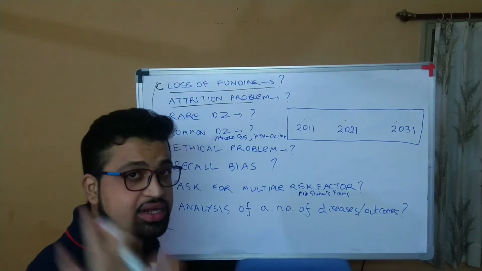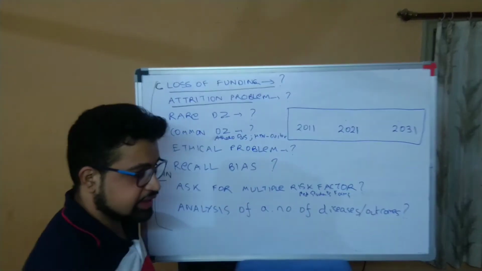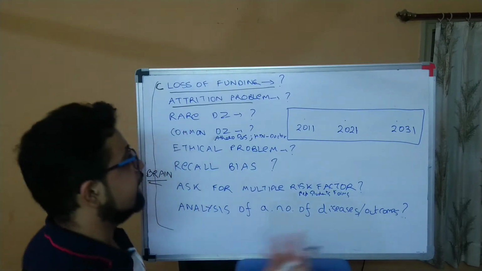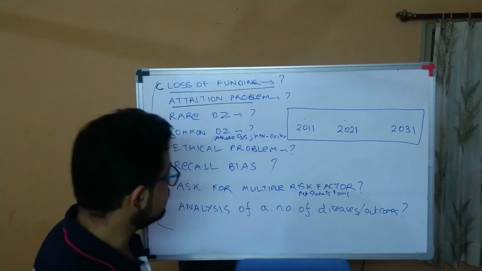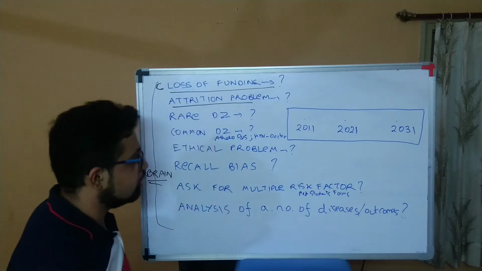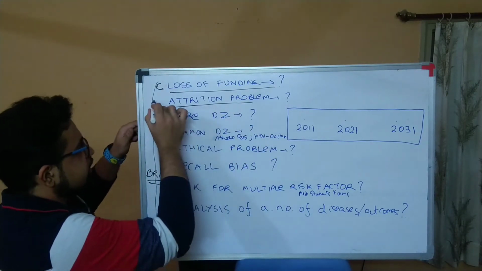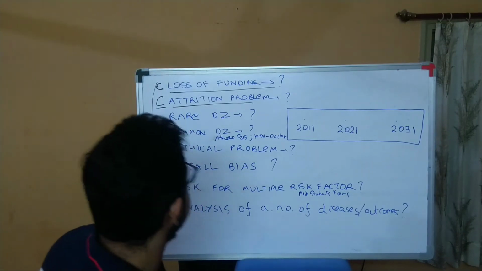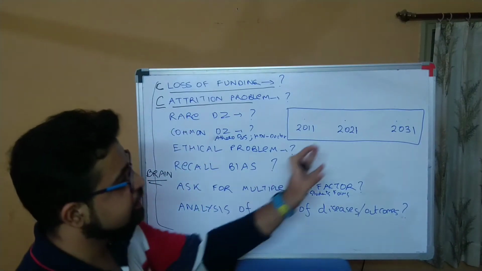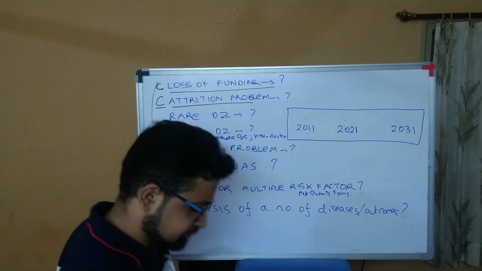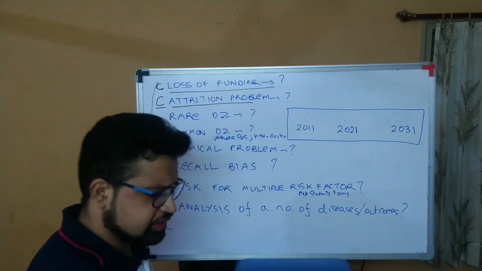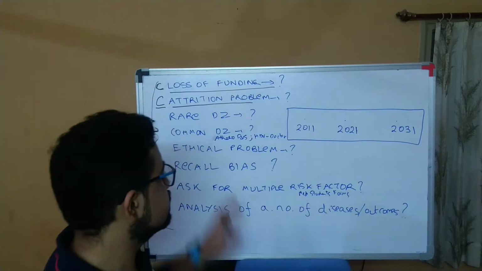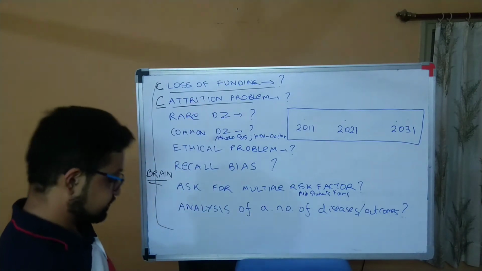Out of 100, 30 people will think, I don't want to work in this asbestos factory, I might get lung cancer, I will stop smoking. So the loss of follow-up, the attrition problem, you will get in cohort, sure shot. Basic understanding, common sense, brain. You won't get that attrition problem in case control. They are already suffering from lung cancer. You are giving them forms, fill up the forms, finish. There is no loss of follow-up.